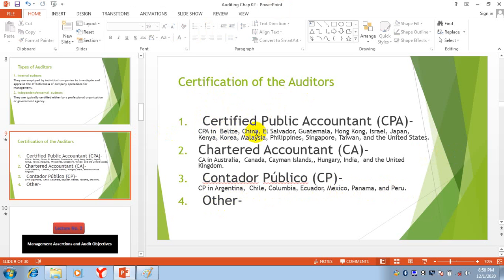In Brazil, China, El Salvador, and these countries, there are certified public accountants. These are professional bodies, certifications of auditors in these countries. Chartered accountants are certification in Australia, Canada, some different islands, Hungary, India, and these countries. And these certifications are in Argentina, Chile, and these countries. So these are different certifications of auditors.